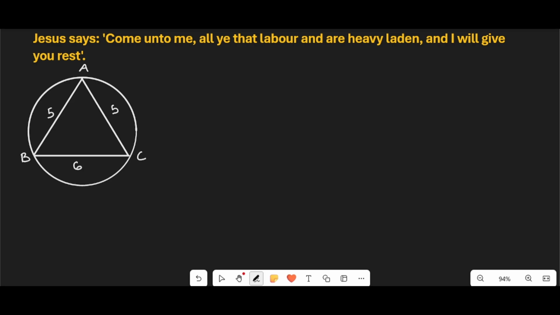Hi everyone, in this video we want to find the radius of this circle. First, let us draw a perpendicular line from point A to chord BC. Let us label this point D. This is 90 degrees.